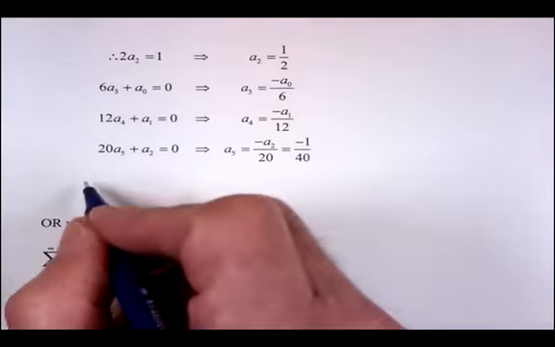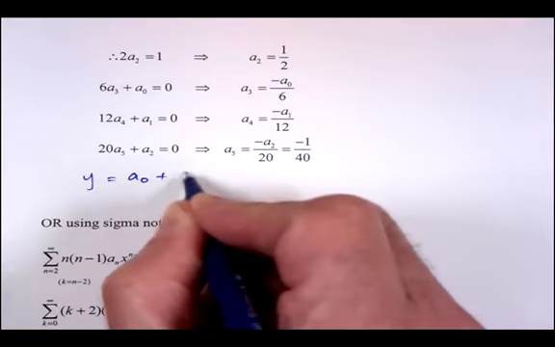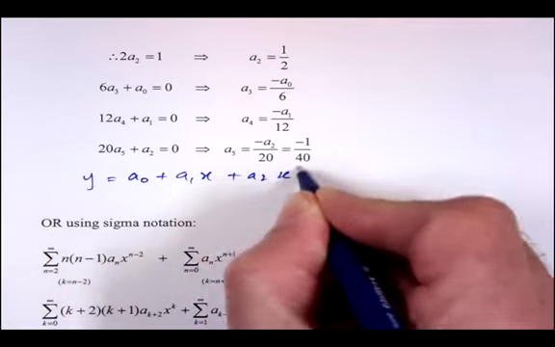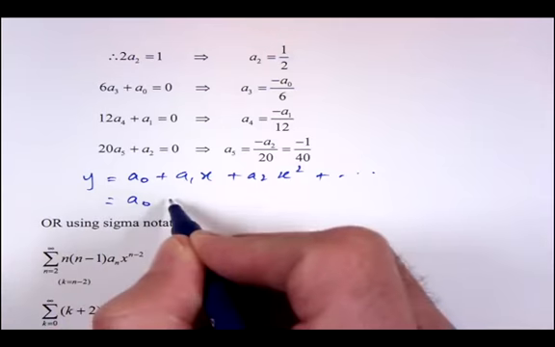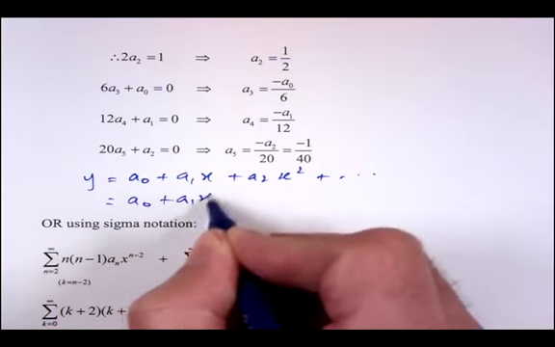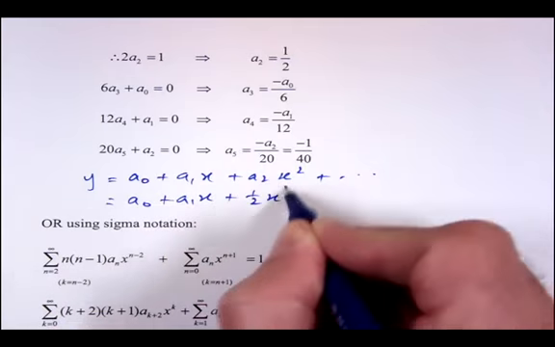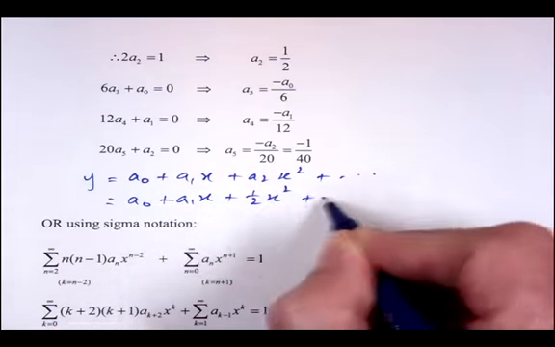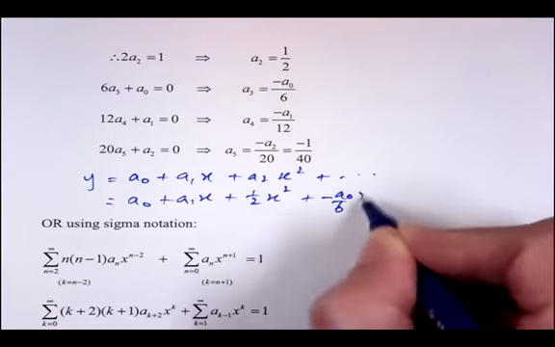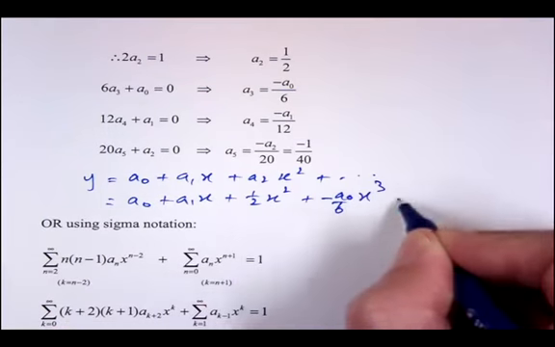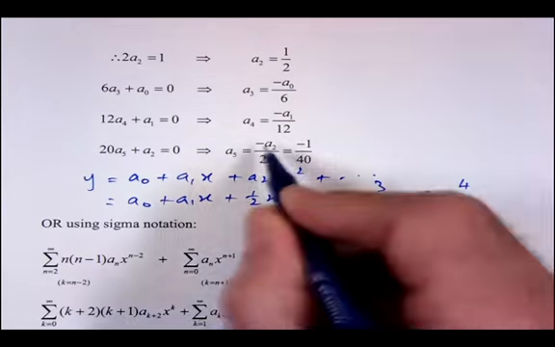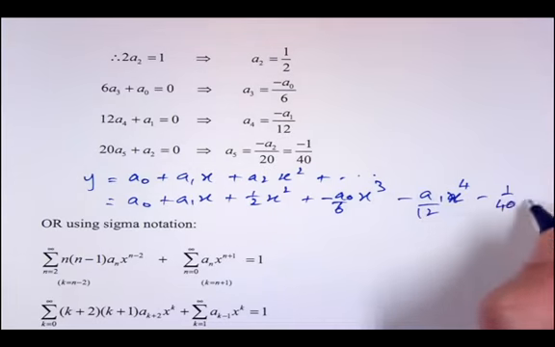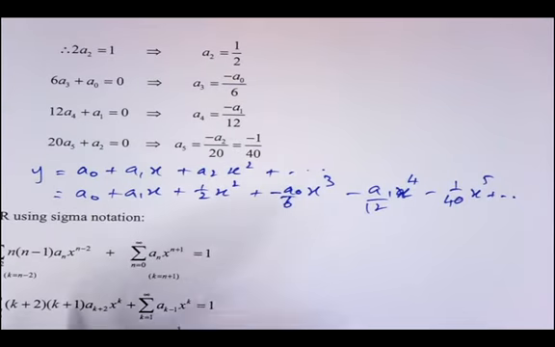The alternative is to do that in sigma notation, but ultimately you come down to, well, we'll look at it this way. y is a0 plus a1x plus a2x squared plus etc. So plugging these things in gives me, don't know anything about a0, don't know anything about a1. I know that a2 is a half. I know that a3 is minus a0 over 6 x cubed. I know a4 is minus a1 over 12 x to the 4th. I know that a5 is minus 1/40th x to the 5, and that goes on forever and ever and ever.